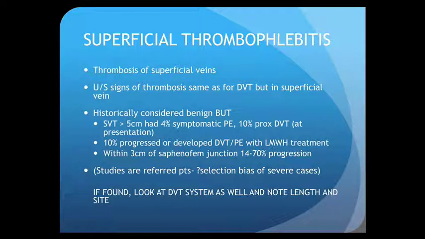Now, one thing that you do need to bear in mind is that the studies that most of these figures are based on are of patients who have been referred to specialist clinics, and therefore there is probably an element of selection bias towards those patients who have a higher risk of clot or a higher risk of progression. For example, those patients who have cancer, active cancer. But nevertheless, if you see superficial thrombophlebitis, I think it's very advisable to look at least at the proximal deep venous system and to note where that thrombophlebitis is, how long it is, and is it near the saphenofemoral junction.